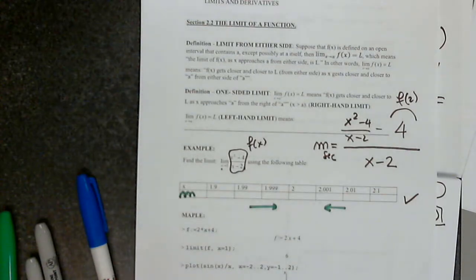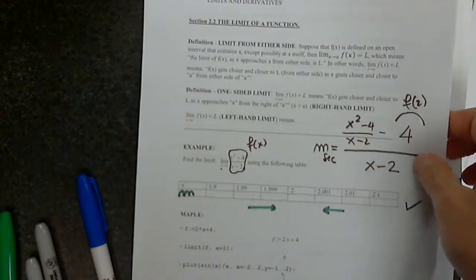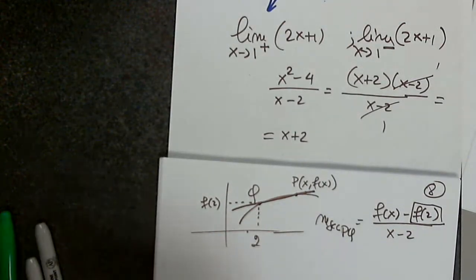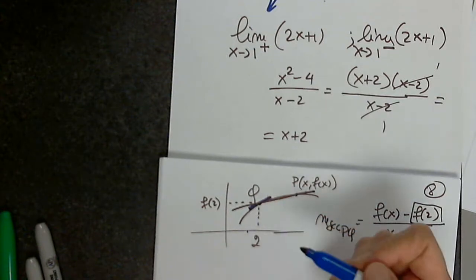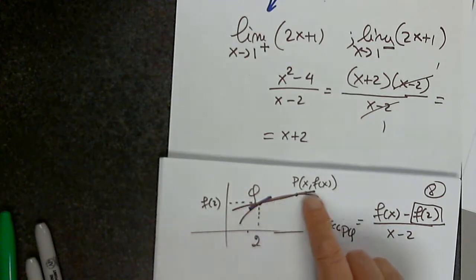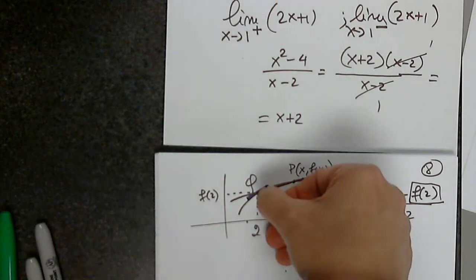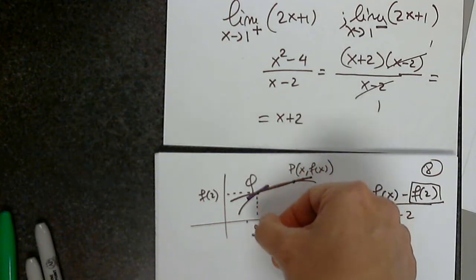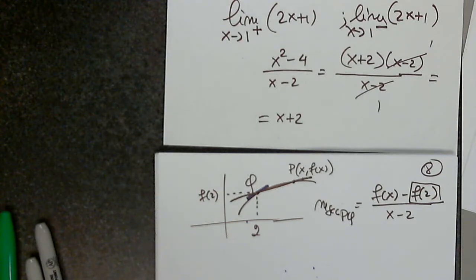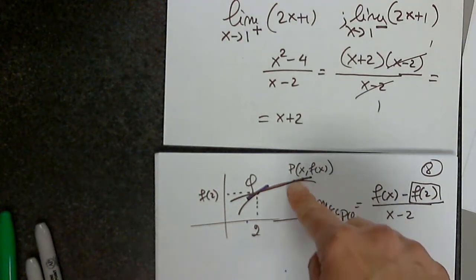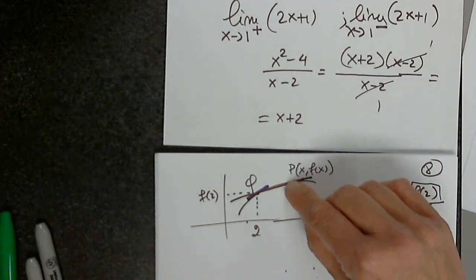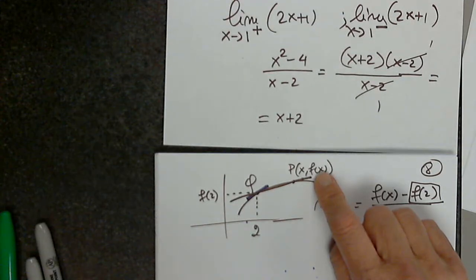Yes, please. Where does the 2 come from? f of 2. This one? Yeah. Okay. So in order to determine the slope of the tangent line at this point, I need to create another point. I need to determine the slope of the secant line. So if this point is on the graph and its x coordinate is 2, then the y coordinate must be f of 2. Then I create a point on the same graph with x coordinate x. Well, it means that the y coordinate must be f of x.